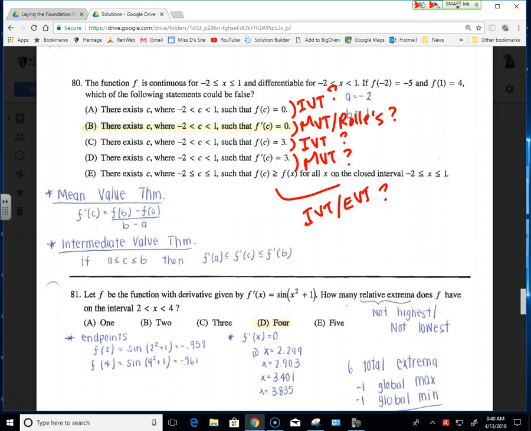So I see my 2 clues. And I see continuous differentiable, which means all the theorems apply. Okay. My 2 clues. My y's go between -5 and 4, which means my y's are going to have to hit anywhere between -2 and 1, everything in between.